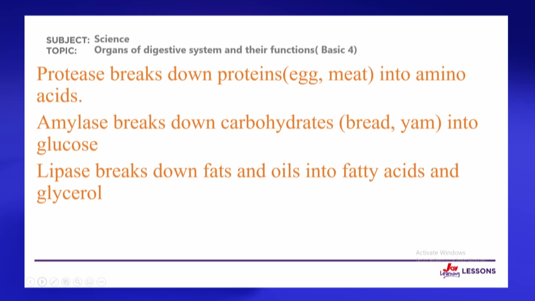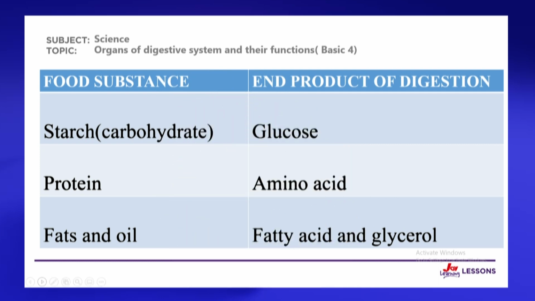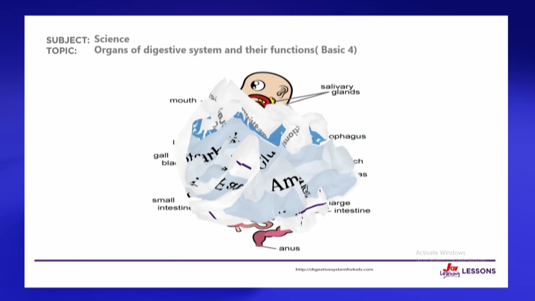All right, so protease breaks down protein into amino acid. Amylase breaks down carbohydrate into glucose. Lipase breaks down fat and oil into fatty acid and glycerol. We also talk about food substance and the end product of digestion. Starch broken down into glucose, protein into amino acid, fat and oil into fatty acid and glycerol.